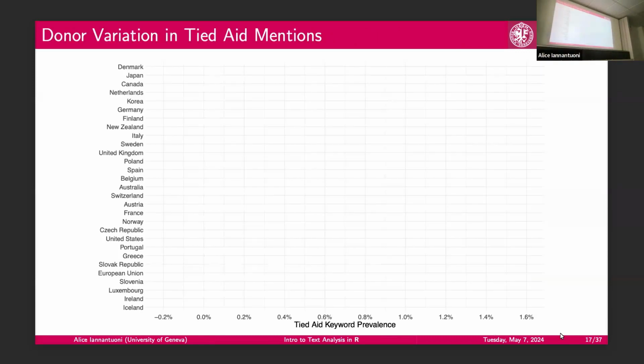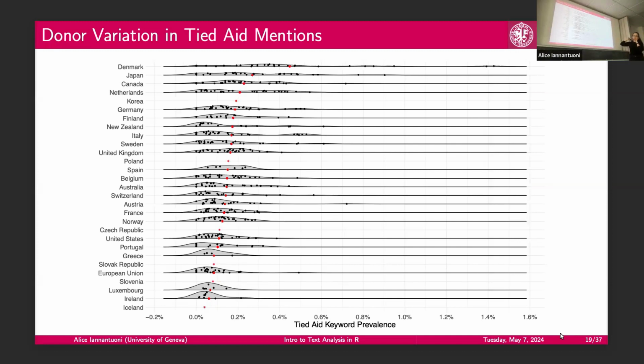To give you a sense by donor, I'm about to plot the distribution. For each of these donors, they've been reviewed multiple times. So I'm saying, on average, what is the tied aid keyword prevalence for all reviews of one particular donor, right? And the average looks something like this. The donors are ordered on the basis of this variable. But the distributions look like this, meaning that there also is variation within donor, right? It's not the case that some donors always get yelled at for aid tying and some donors never do. There's quite a bit of variation even within donor.